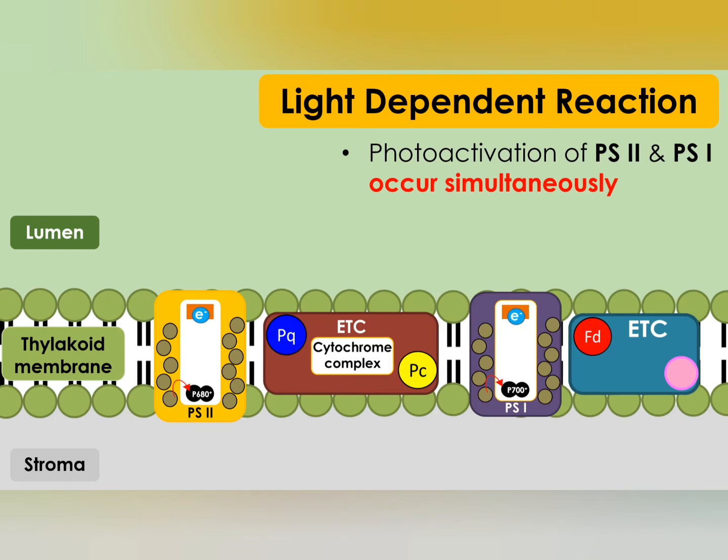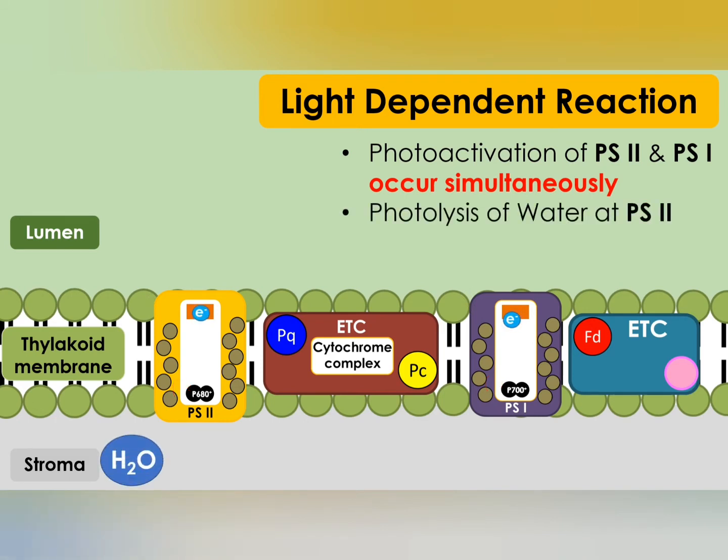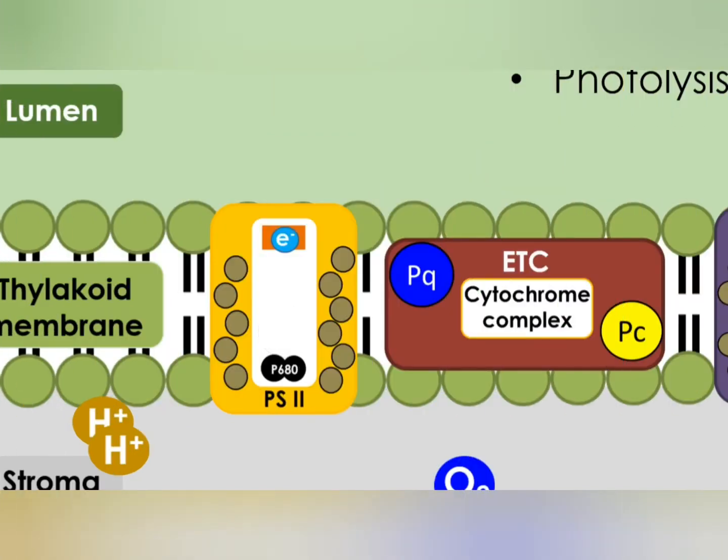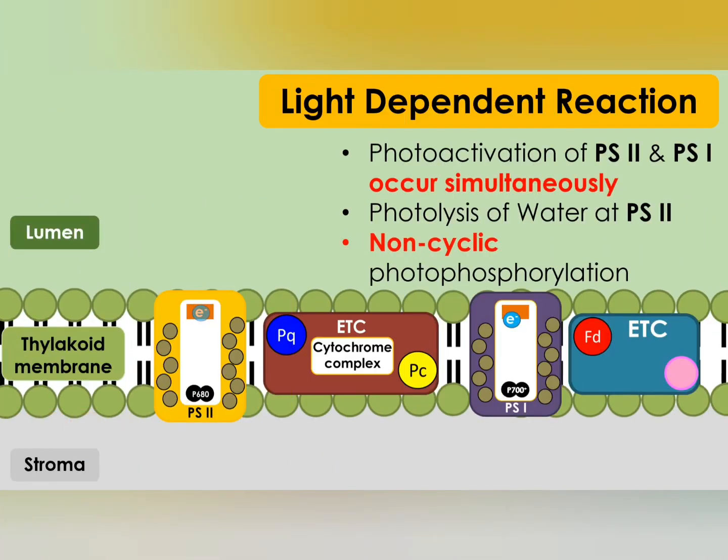Next is photolysis of water, during which water molecule will be split into oxygen, proton, and electron. The electron is then used to replace the electron previously lost during photoactivation of photosystem 2. P680+ turns back into P680. The next process in light-dependent reaction is photophosphorylation.